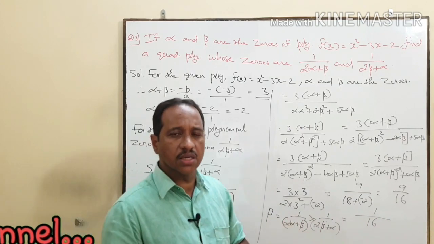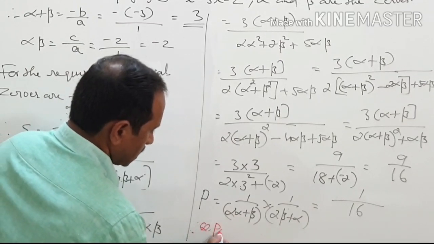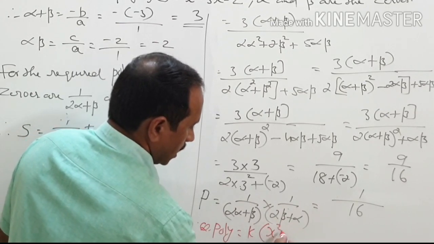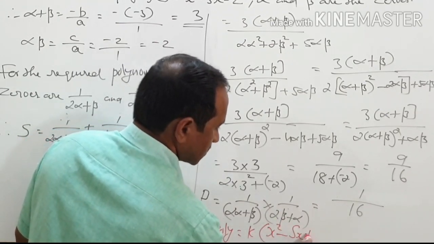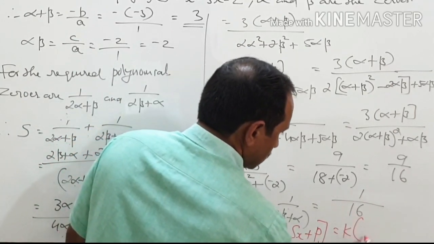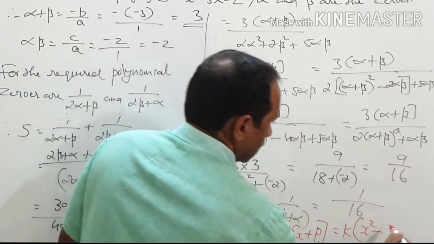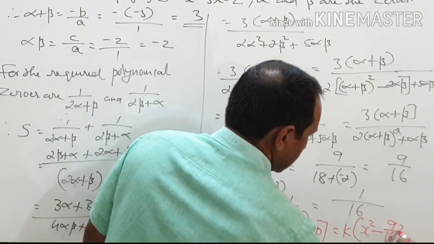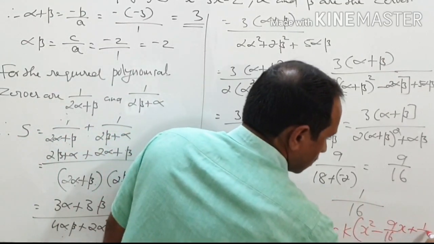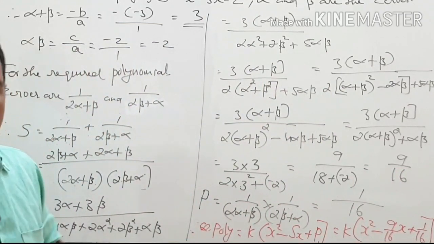So you know how to write the quadratic polynomial. Therefore, the quadratic polynomial is given by k into x square minus Sx plus P, which is equal to k into x square minus, what is the sum of the zeros here? 9 by 16 x plus, what is the product of the zeros? That is 1 by 16. So this is the required polynomial.